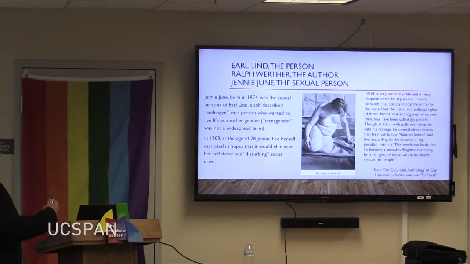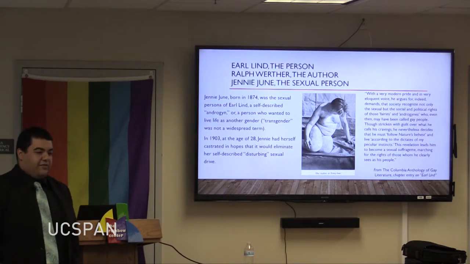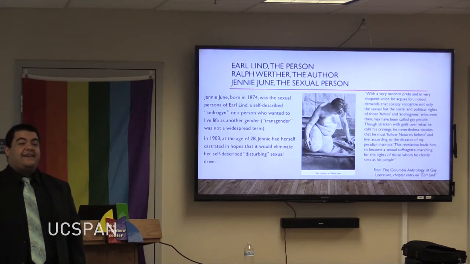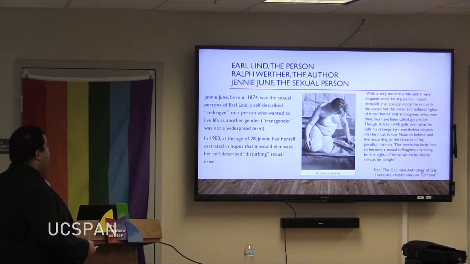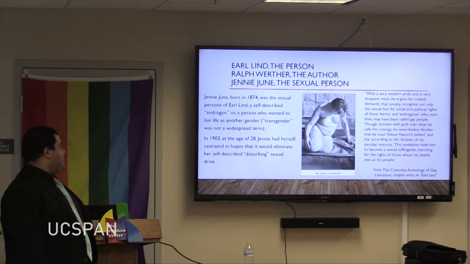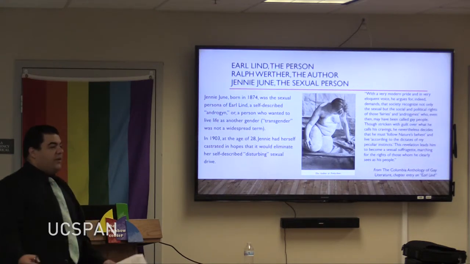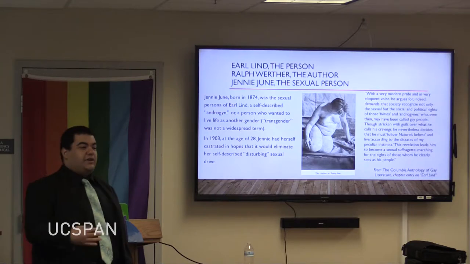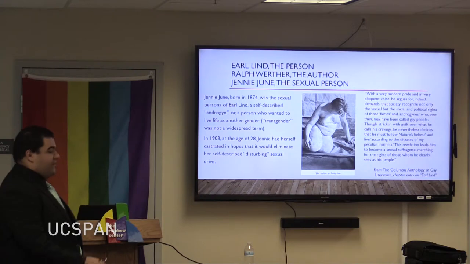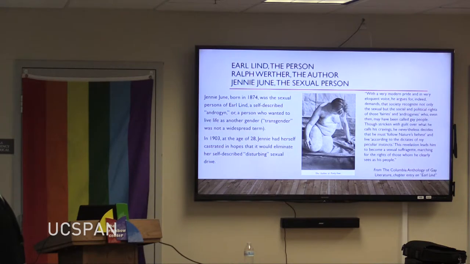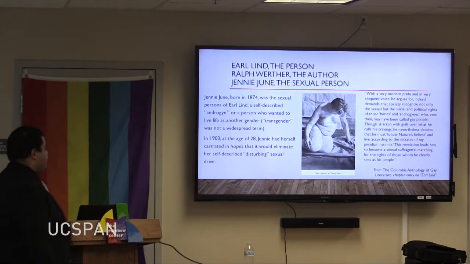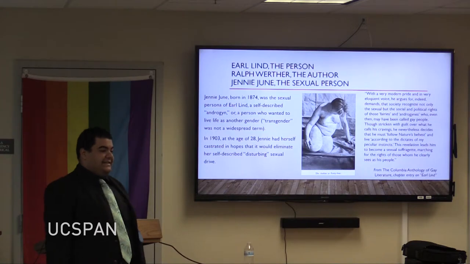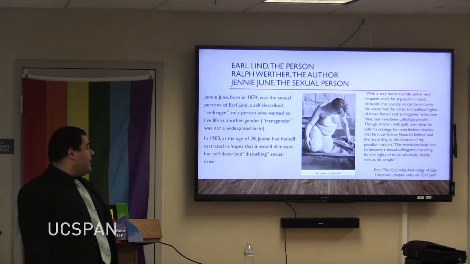Jenny June, as I think the author would have preferred to be called given the text they wrote, was the sexual persona, what the author referred to as an androgyn, or a person who wanted to live as another gender. This is a little bit before transgender, as we know it, was around in the American language or the American discourse. In 1903, the author, at the age of 28, had herself castrated, out of this sense of guilt, and we'll see guilt underlined.